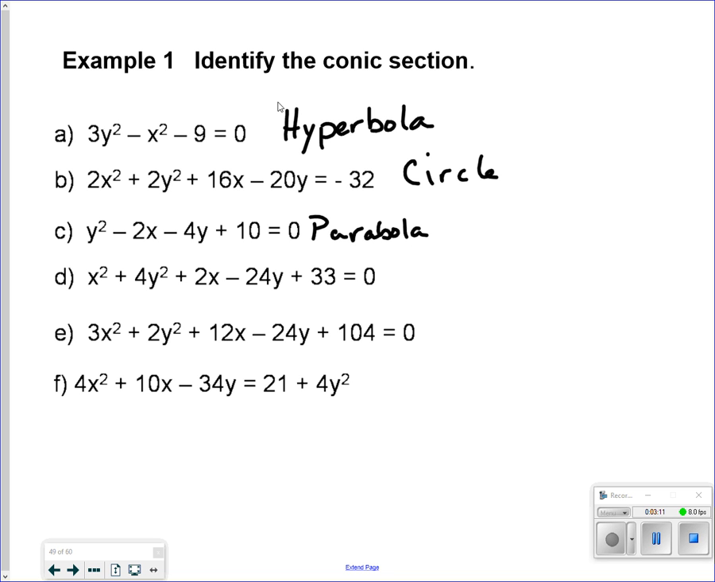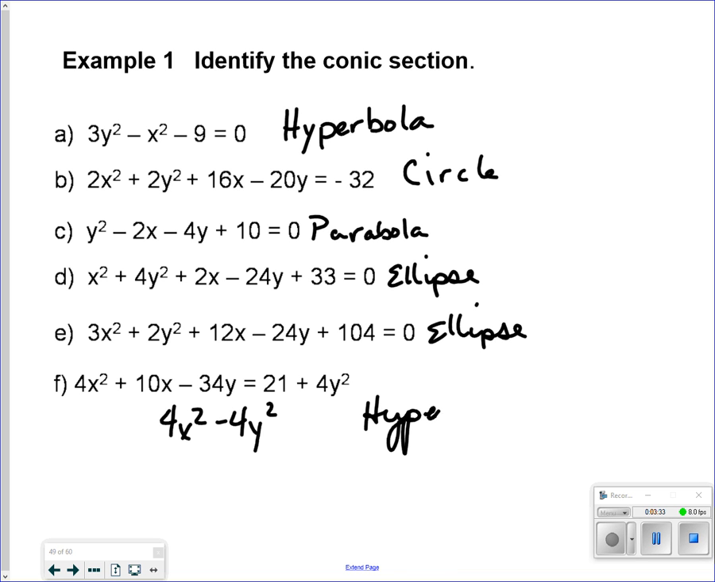x squared plus 4y squared. Again, it's got an x squared and a y squared, but different lead coefficients, both positive. Same with the next one. And the last one does have an x squared and a y squared, and if I put them both on the same side, it's minus, which makes it a hyperbola.